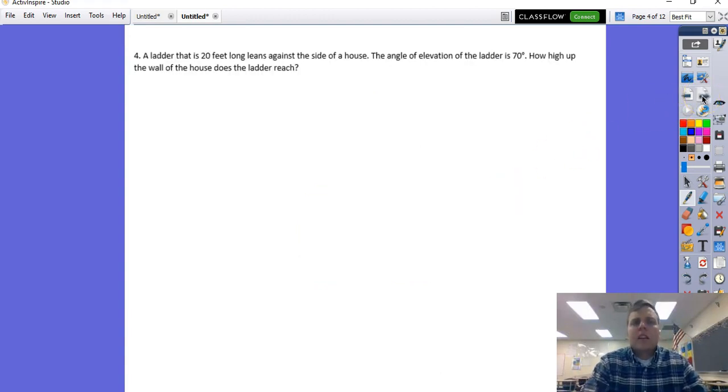Alright, number 4. A ladder that is 20 feet long leans against the side of a house. The angle of elevation is 70 degrees. How high up the wall of the house does the ladder reach? Okay, so we draw a picture. It's a right angle problem because we assume that the ground and the building are perpendicular. I know that's not always real life, but that's what we can assume in this problem. The ladder is 20 feet long, so this is 20.